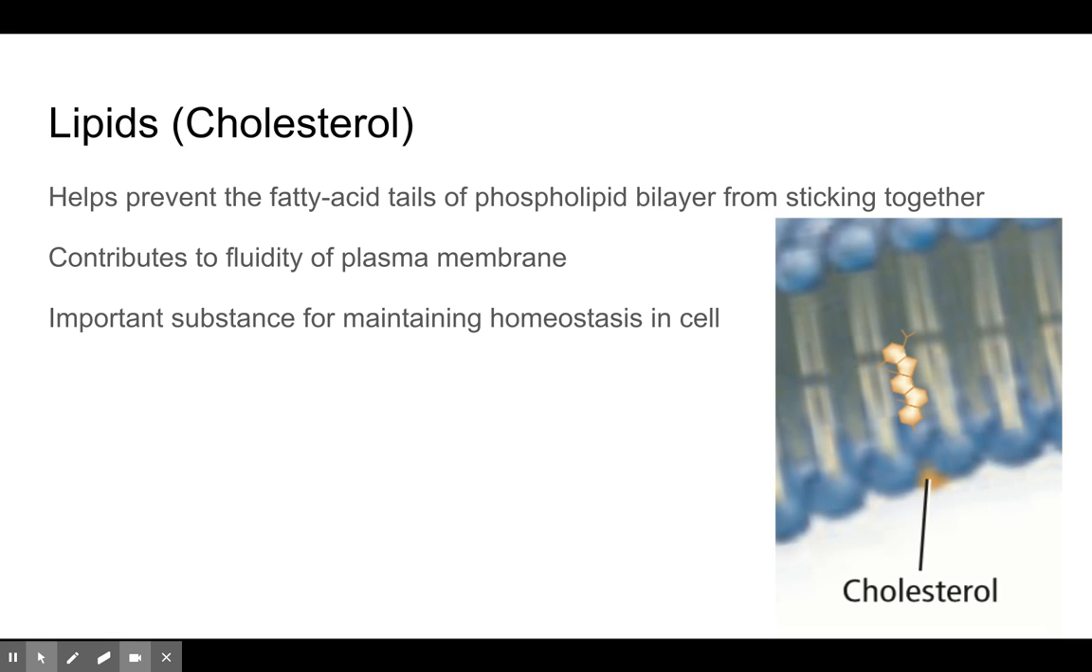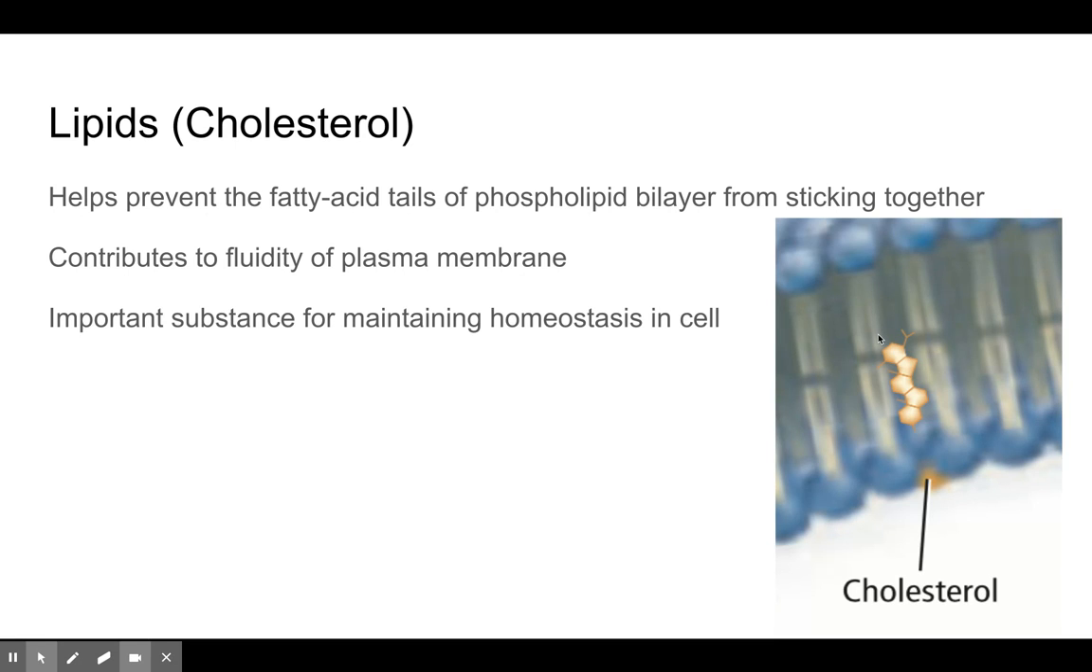So remember, here's what we need to bring it back to. We have to fully understand the structure. In this picture, here's our bilayer. We have the polar heads and the nonpolar tail. Now remember, the nonpolar tail is made up of fatty acids, okay? This cholesterol, the lipids that are found within the cell membrane, keep those fatty acids from sticking together.